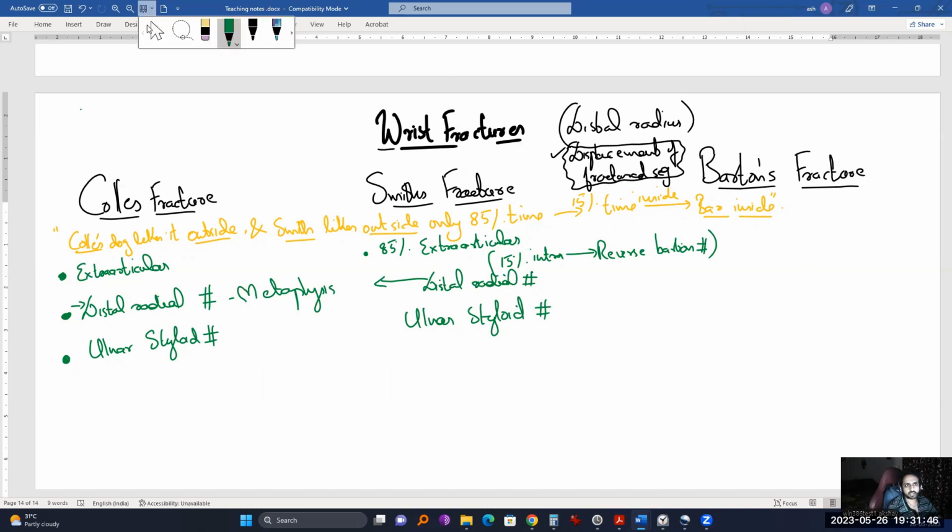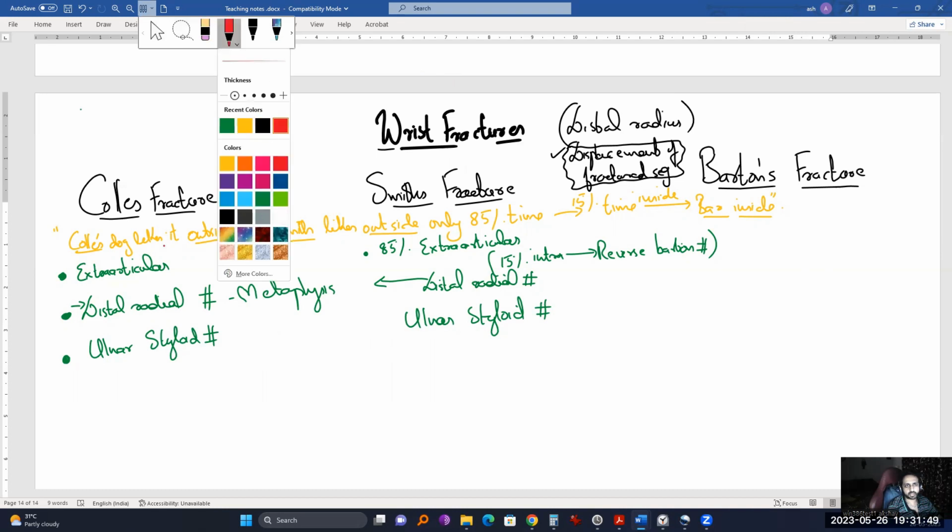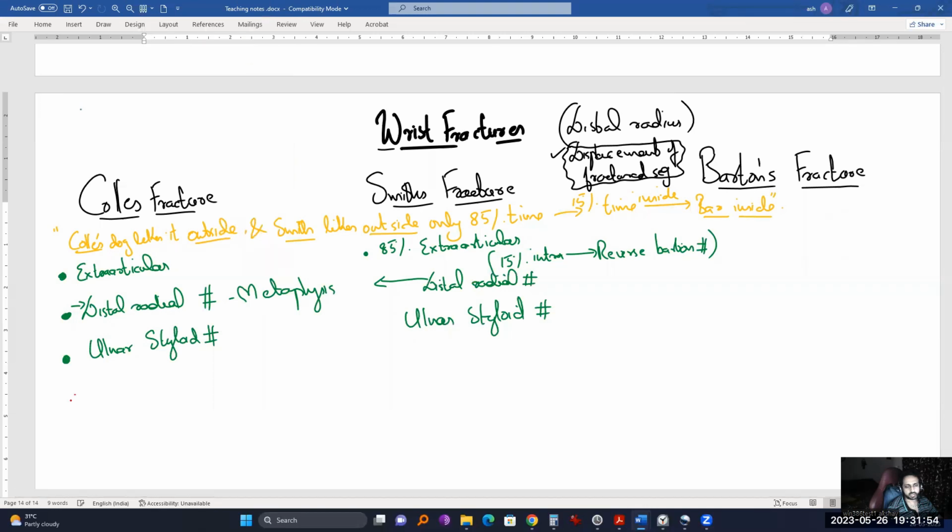Okay, now let's see the difference. The difference, as I said, is related to the displacement of the fractured segment, the angulation. This Colles fracture is known for the dinner fork deformity. It causes a typical dinner fork deformity of the wrist. So in dinner fork deformity, what happens is the wrist will be somewhat like this.